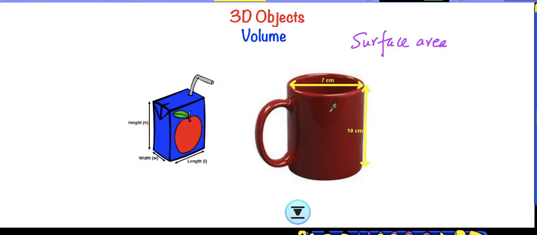For this one, if I need to think how much coffee or water it can hold, it is volume. But for example, if you are in a ceramic class and you need to figure out how much material you need to use to make a cup like that, you are actually thinking about surface area, not volume. Okay, so that's one thing.